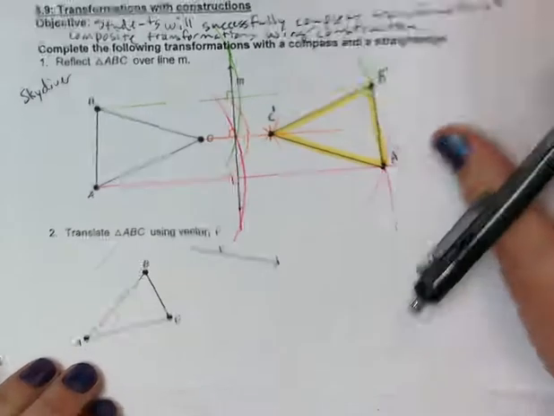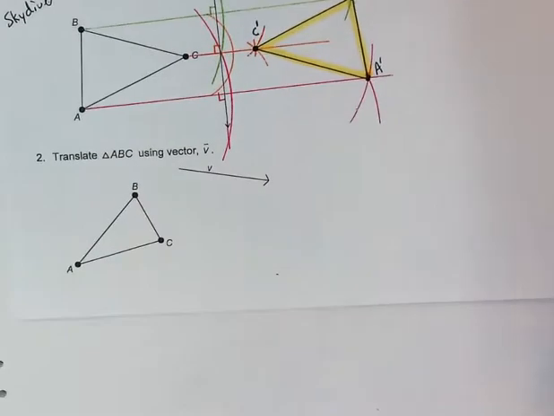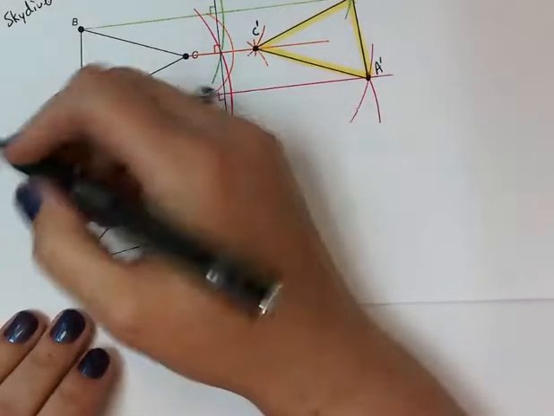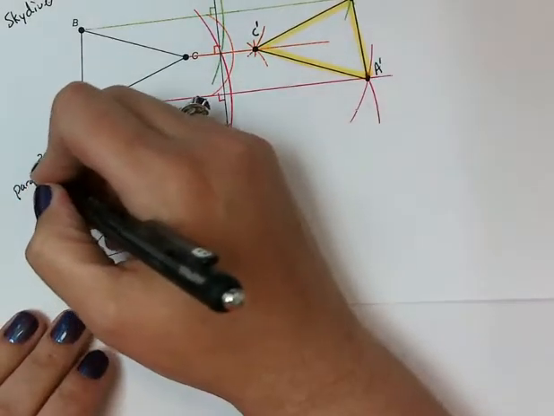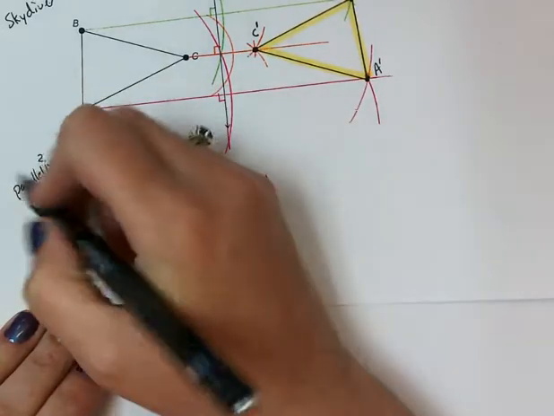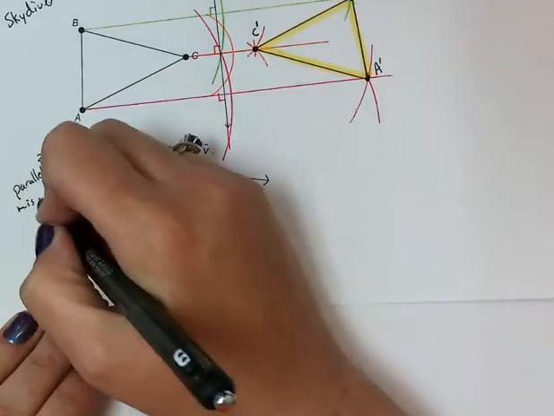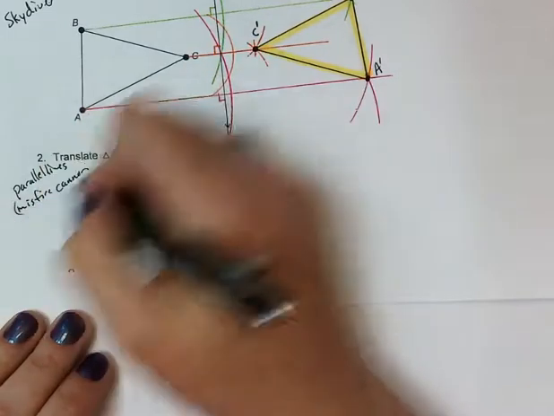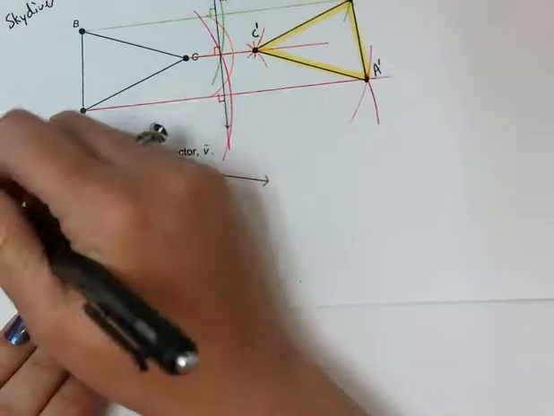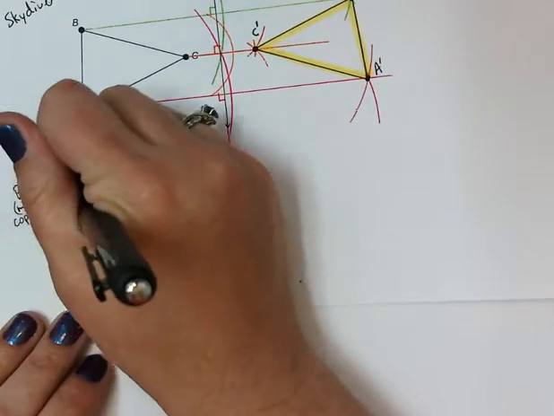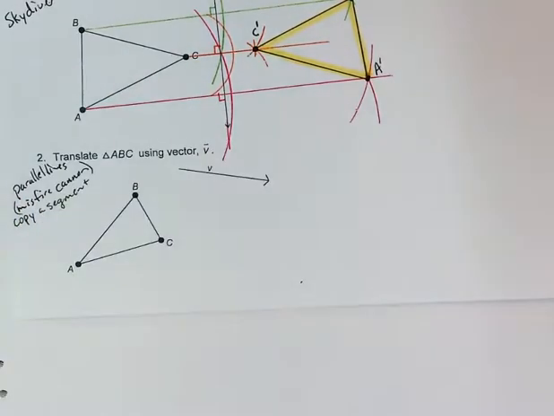Now let's translate, and translate means slide. So we're going to have two important constructions. We're going to have our parallel lines construction, which is our misfire cannon. So that's the construction. And then we're going to have copy a segment. Okay. So first we're going to do our parallel lines.